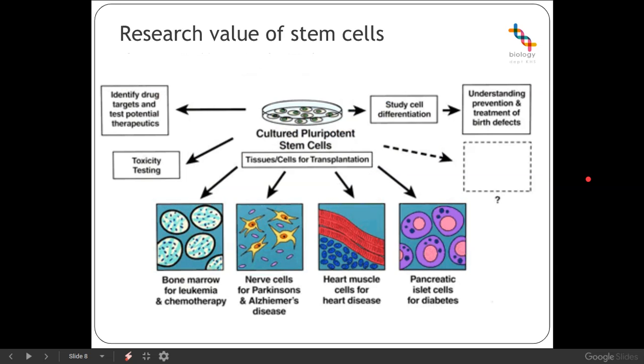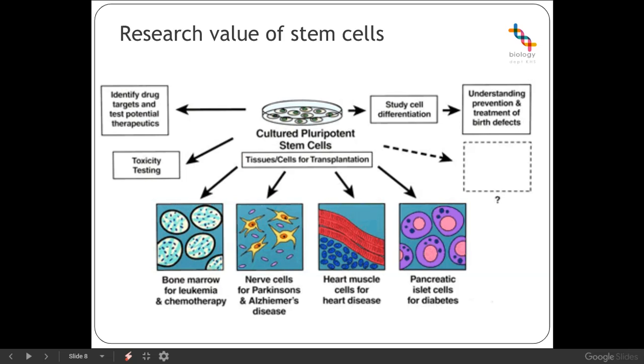On the other hand, we also have the research value of stem cells. So this is where we're looking at using stem cells in order to investigate the possible cures that we have for some diseases. Essentially, these stem cells are being used as model cells. So we're taking some pluripotent stem cells, culturing them, which just means growing them, and we're using those specific types of tissues or cells in order to figure out what it is that causes disease, what might treat diseases.